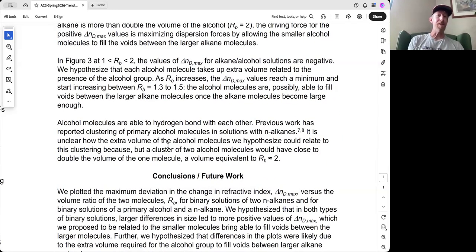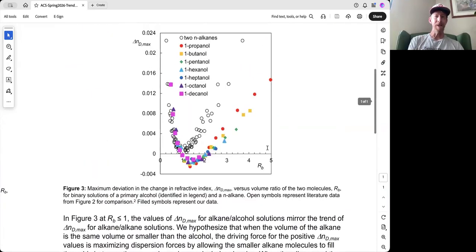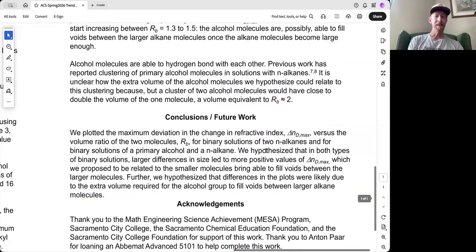So it is unclear to us, but a cluster of 2 alcohol molecules would have approximately an RB equal to 2. And so maybe that's what's happening, is maybe 2 of them on average are clustering together. And I think that's largely what I wanted to say about this.